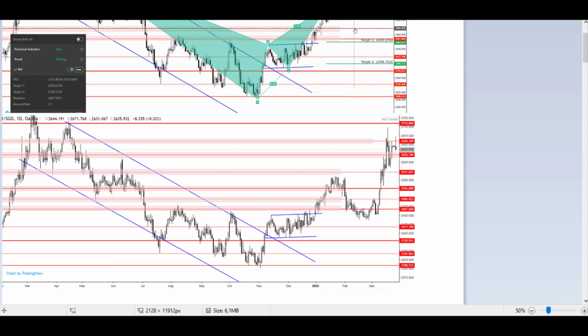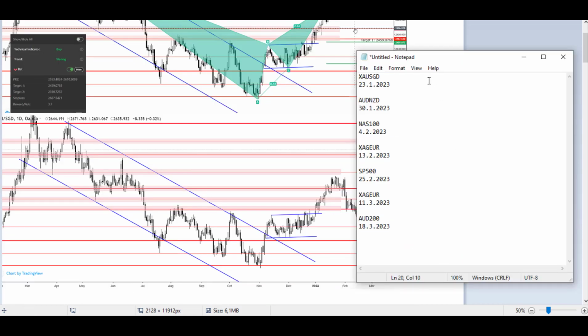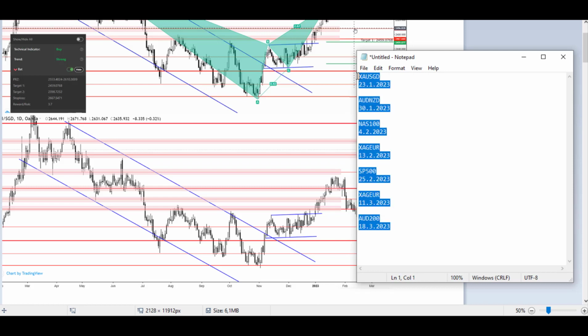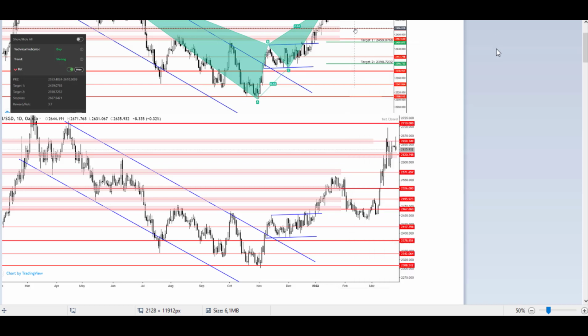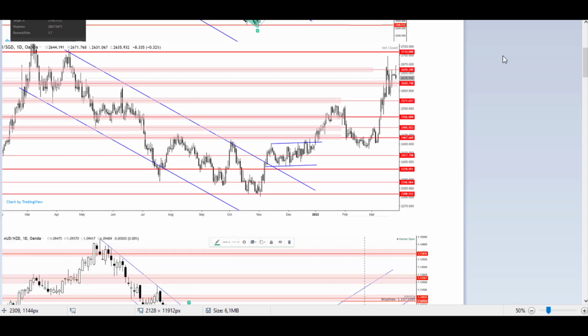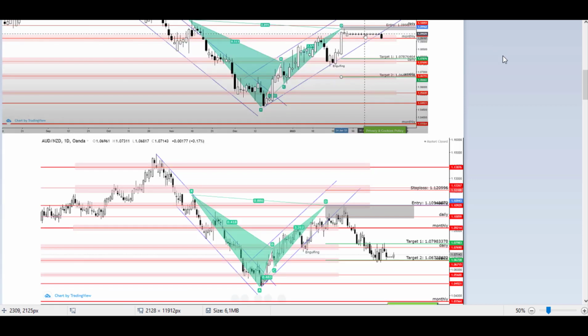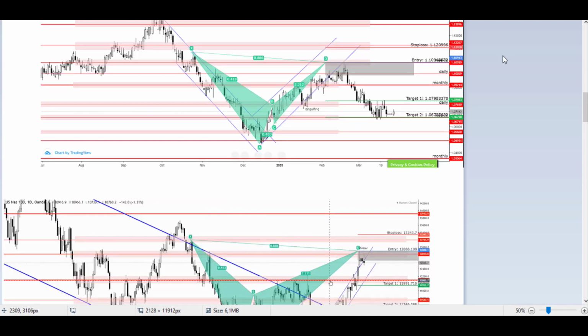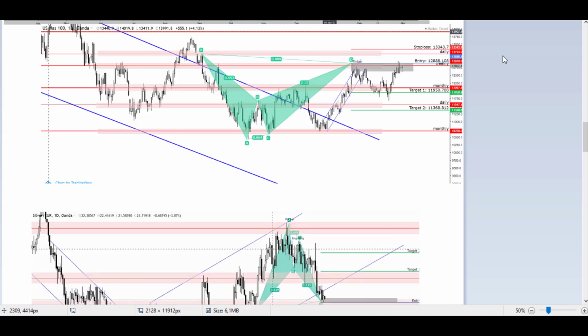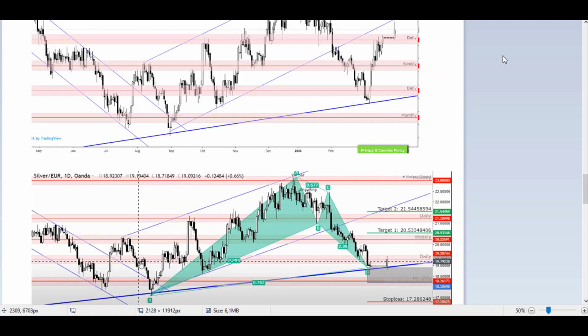So based on this, we have seven patterns. This one is still in the game, so we have 6. Out of those 6, we have 2 that reached profit target 1 and then went back and turned into a bad one. And we had 2 valid ones, and let's see how many were invalid. This one was invalid.